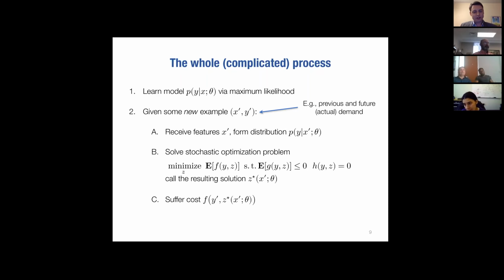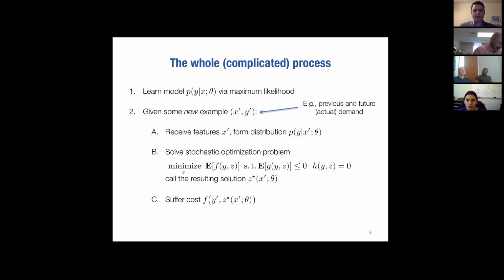Okay, so hopefully that's all clear. The idea is I observe my features, I use these to come up with a forecasted model for what's going to happen, and I use the forecasted model to come up with my optimal allocation of what I should do, which I'm calling Zstar here. And of course, what actually happens in the end is that I suffer a cost not based upon my model itself, but based upon what actually happens, the y prime that I actually see.